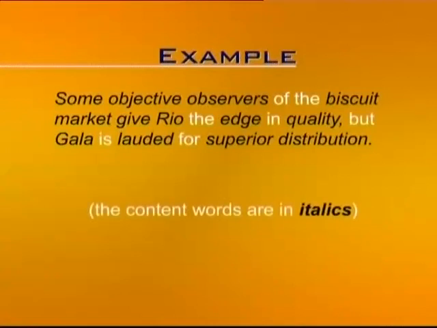फॉर एग्जाम्पल, some objective observers of the biscuit market give Rio the edge in quality, but Gala is lauded for superior distribution. Now, as you see on the screen, in this example, the content words are in italics and the function words are things like of, the, but, for, etc. These are words, if you take them separately, they have no meaning, but when you put them in between content words, they make the sentence complete. So without them, the sentence does not have any links. You just have a lot of nouns and verbs, but there is no connection.